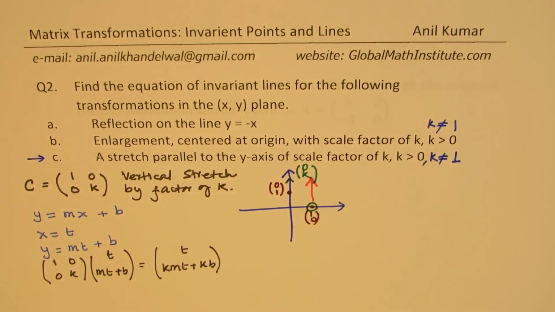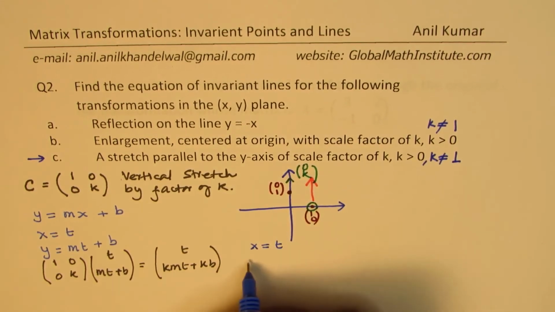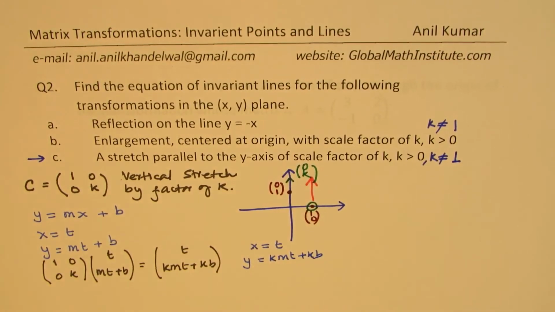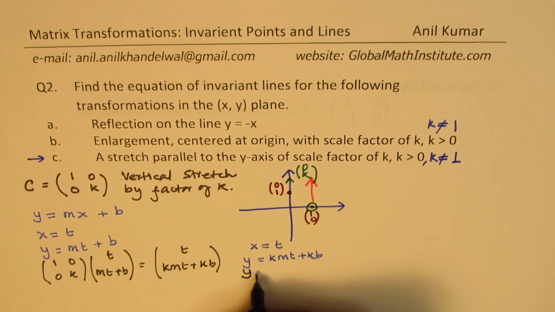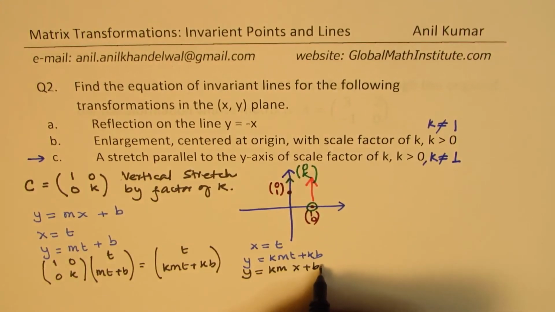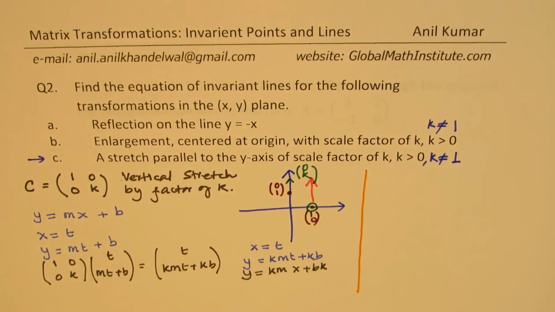Now that gives you two equations to work with. The first equation is that x is equal to t, and the second one is that y is equal to kmt plus kb. Substituting x equals t here, we get our equation, which is y equals kmx plus kb.